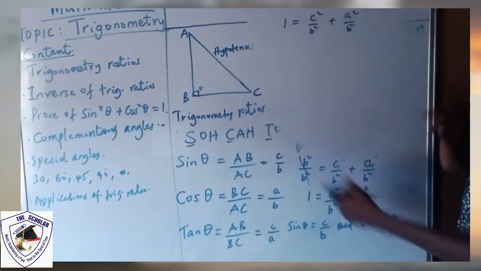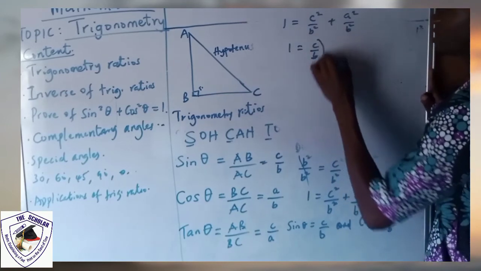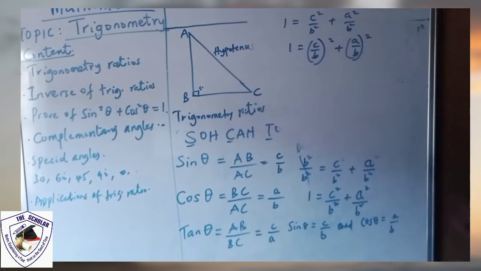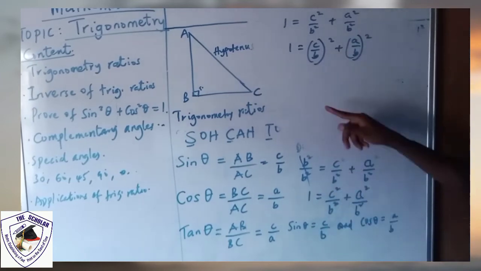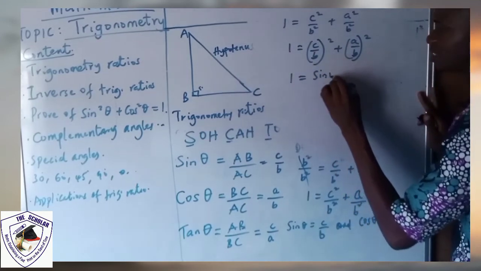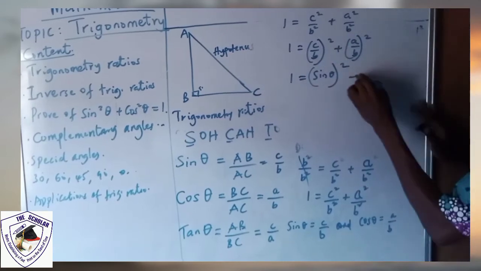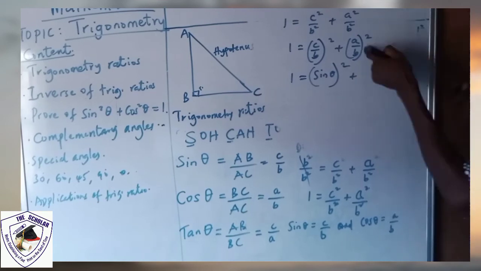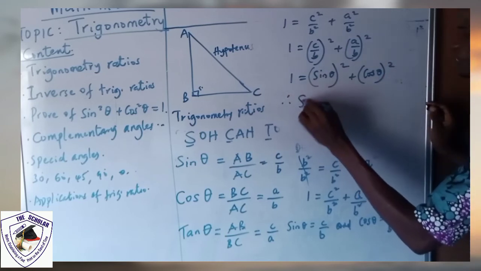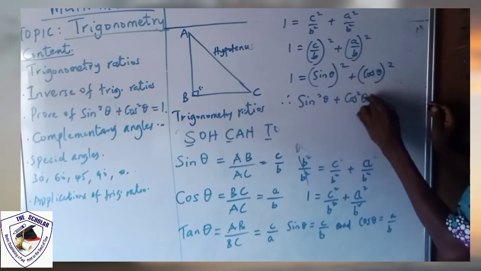Remember that these two expressions have something in common. What do they have in common? The square. So that means I have 1 is equal to C over B, everything squared, plus A over B, everything squared. And I have sine theta is equal to what? C over B. Meaning, if I bring this into this expression, I'm going to have 1 is equal to sine theta, everything squared, since sine theta is C over B. Are you with me? Likewise, my cos theta is A over B. If I bring it into this, I'm going to have cos theta raised to power 2. So therefore, sine squared theta plus cos squared theta is equal to 1.